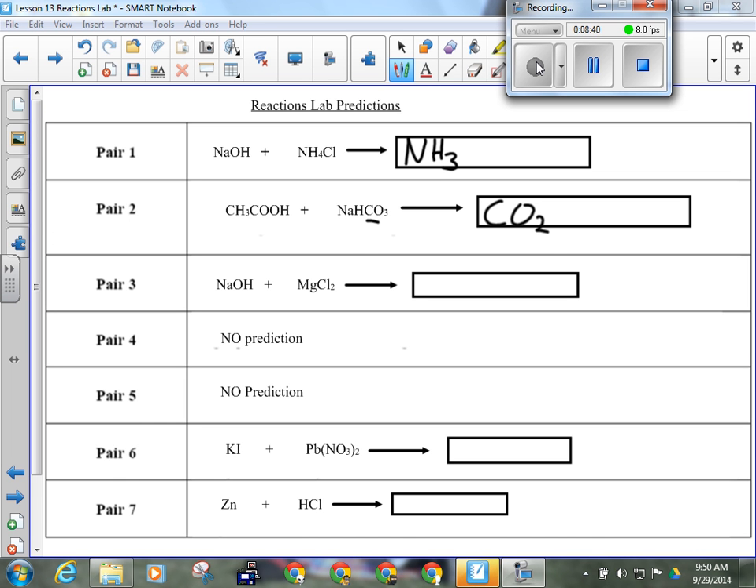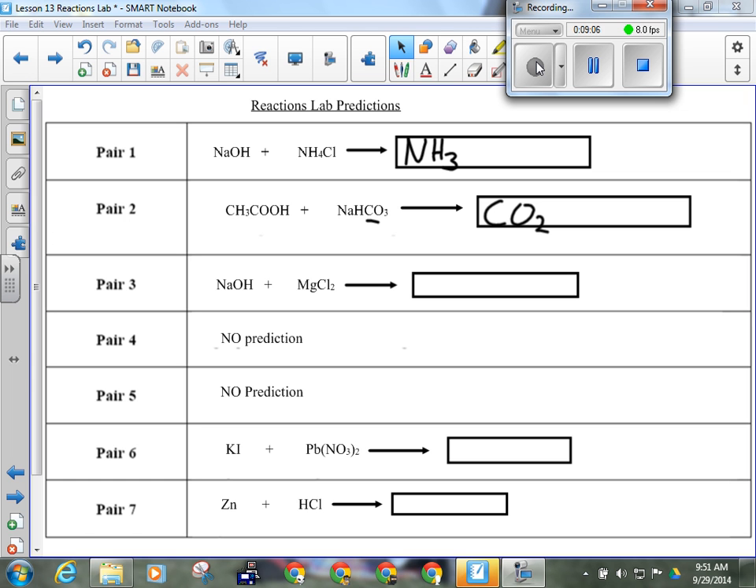Pair number one and pair number two both have three products. Three substances as their products. I'm giving you one of them because it's impossible for you to know what the gas is, really. Now that you know what the gas is, you should be able to figure out what the other two things are, plus something else.